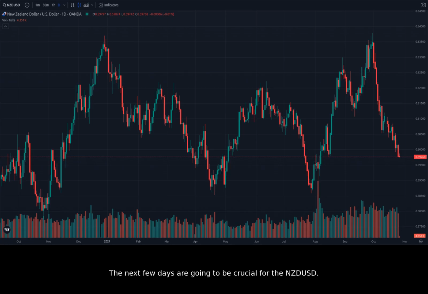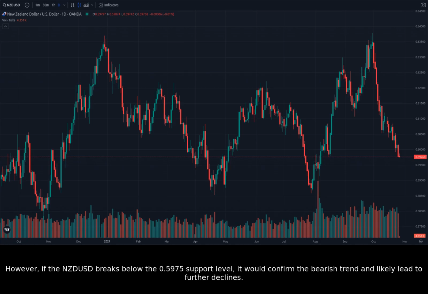The next few days are going to be crucial for the NZDUSD. If the pair can break above the 0.6000 level, it could signal a short-term bullish reversal. However, if the NZDUSD breaks below the 0.5975 support level, it would confirm the bearish trend and likely lead to further declines.